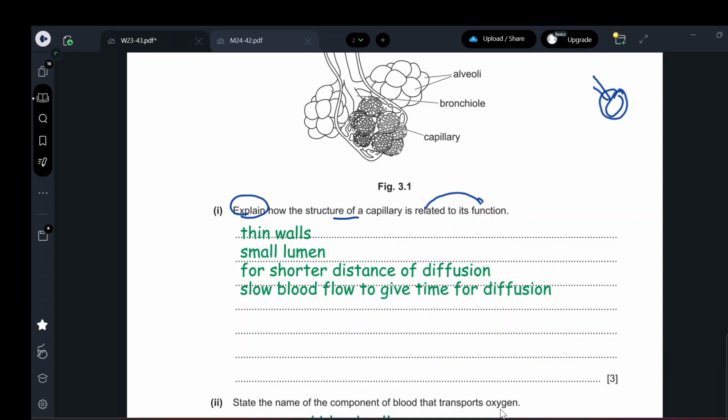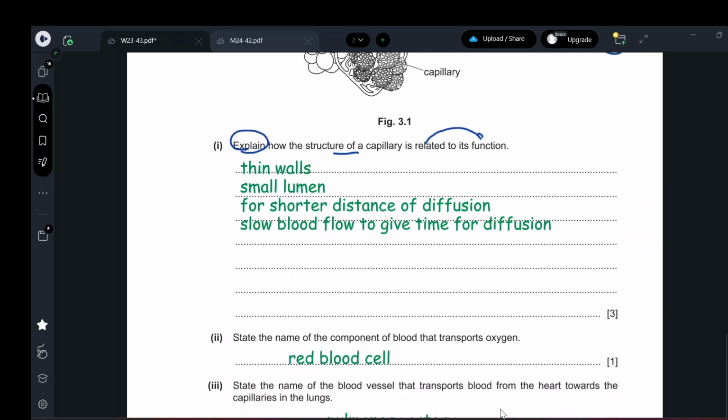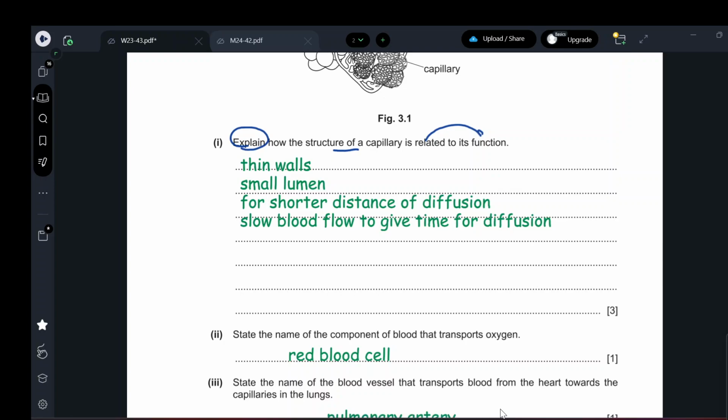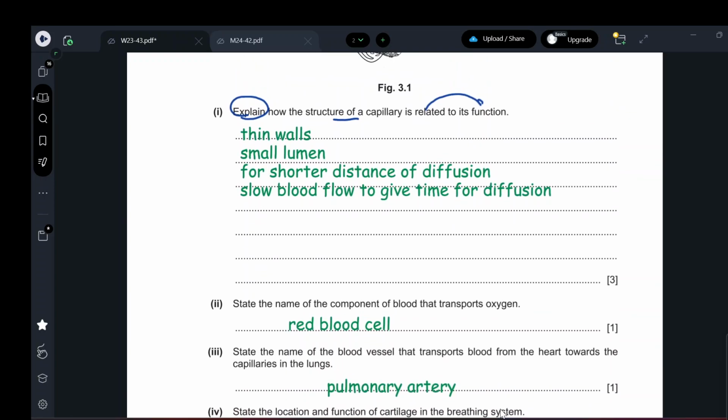State the name of the component of the blood that transports oxygen. What transports oxygen in the blood? Of course, it is red blood cells. What is the name of the blood vessel that transports blood from the heart towards the lungs? From the heart to the lungs, this is the pulmonary artery. It comes out of the right ventricle.